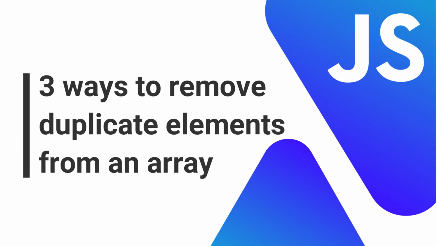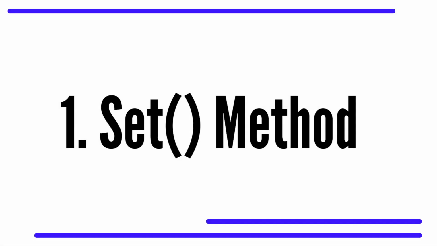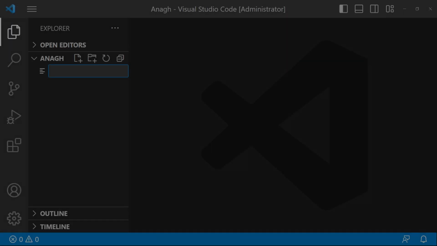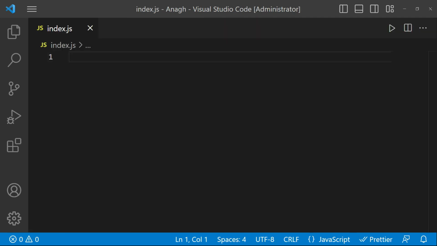In this lecture, we will learn 3 different ways of removing duplicate elements from an array in JavaScript. So first of all, I'll create the index.js file. Now let me create an array. I'll say const arr, and inside let me give a few values where I have some duplicate values as well.